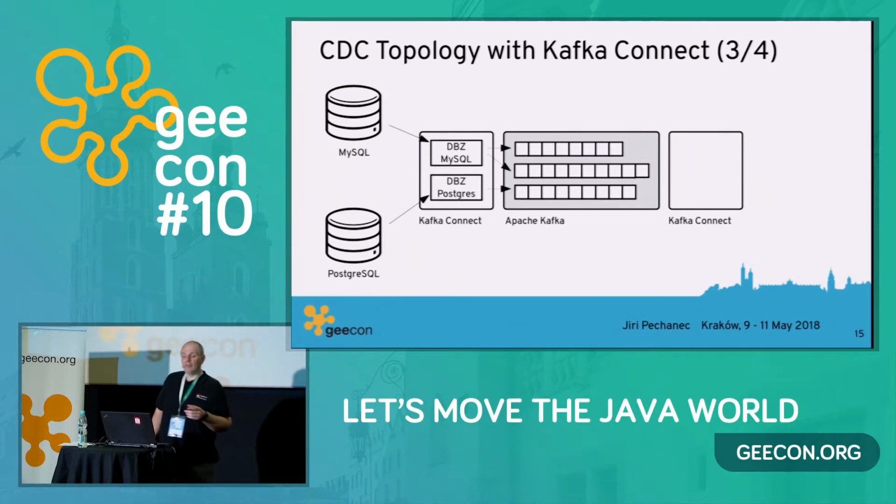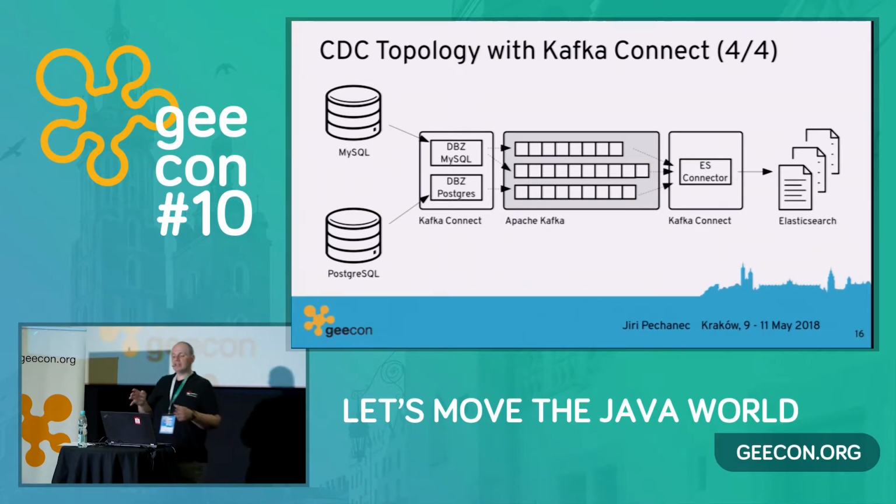Then we deploy specific connectors to Kafka Connect on the source side. So in case of Debezium, for MySQL it's the Debezium MySQL connector, or for Postgres, the Debezium Postgres connector. So we are capturing the changes and writing them to the Kafka broker.